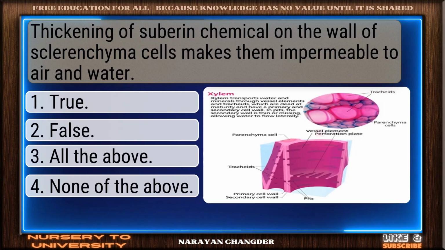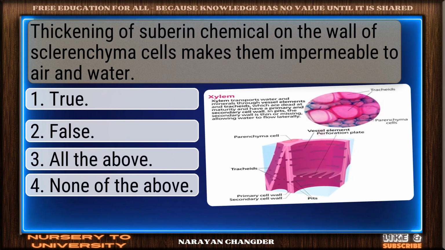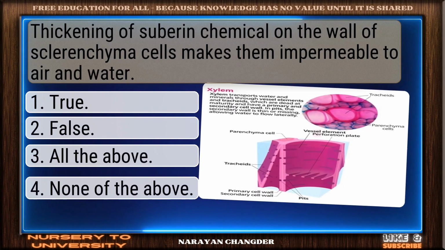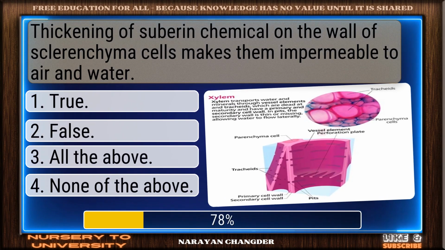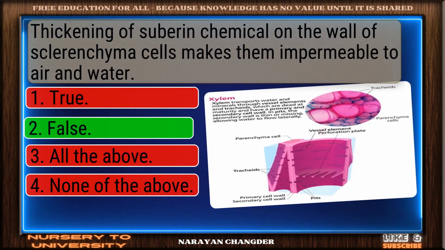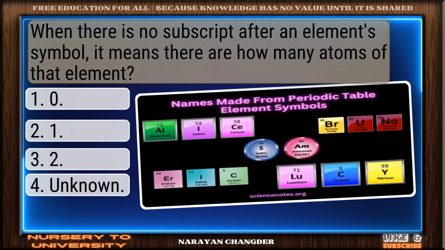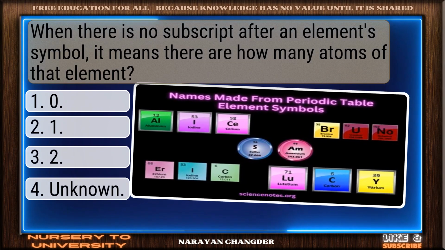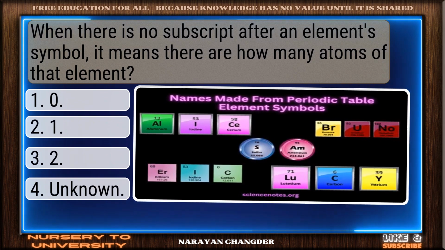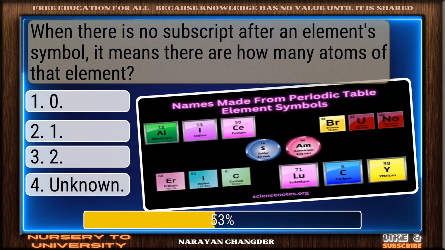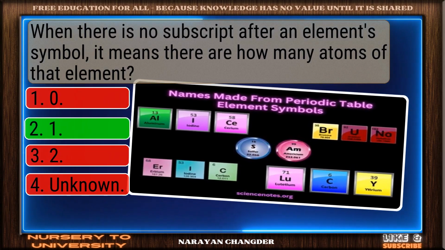Question number 40. Thickening of suberin chemical on the wall of sclerenchyma cells makes them impermeable to air and water. Clear logic. Your choice false is sound and 100% true. Question number 41. When there is no subscript after an element symbol, it means there are how many atoms of that element? Nicely done. 1 is a solid answer.